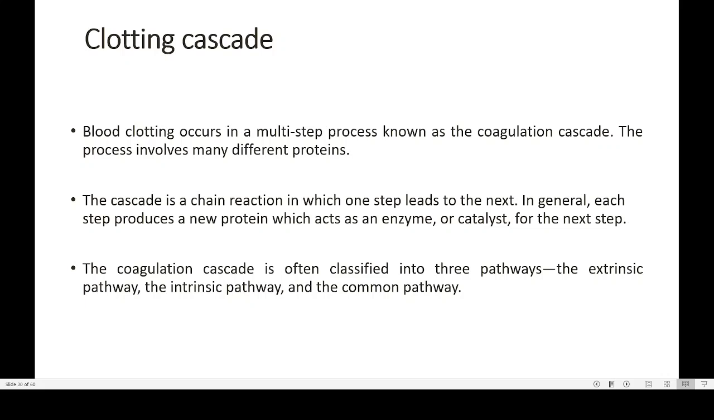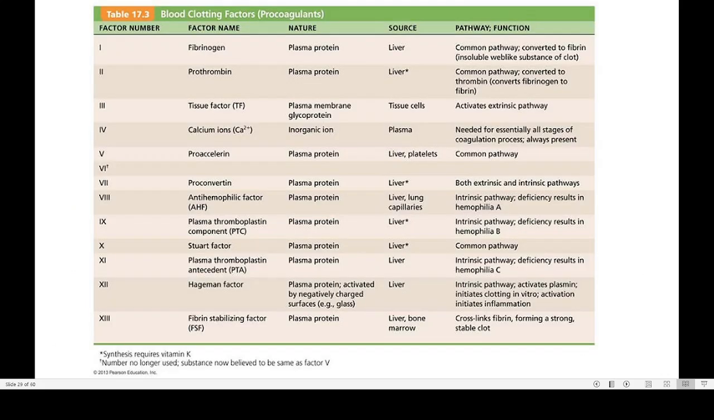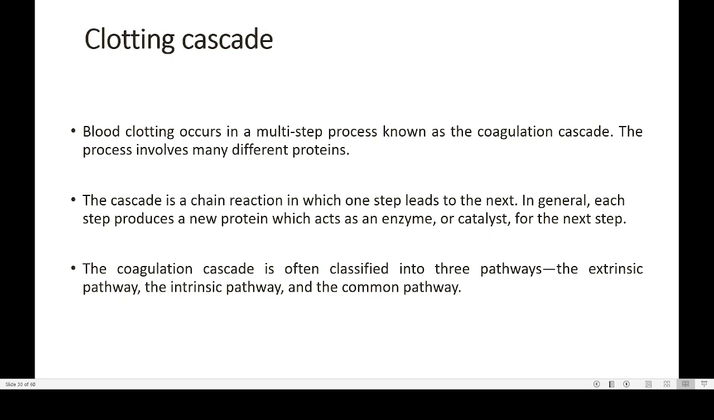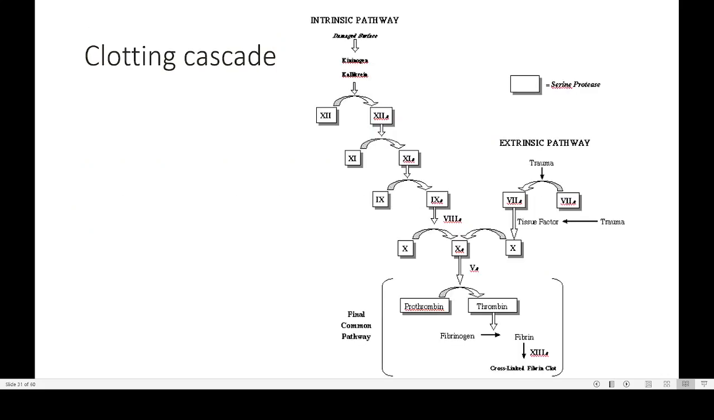And here you can see that up to 13 proteins are involved also. And these proteins are operating in a stepwise manner, like a chain reaction. So that is the most important peculiarity. And in general, each step produces a new protein which acts as an enzyme or catalyst for the next step. So here also the same thing. Now you can see how this mechanism is actually operating, the coagulation cascade.